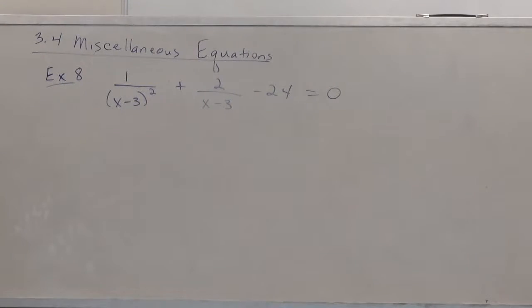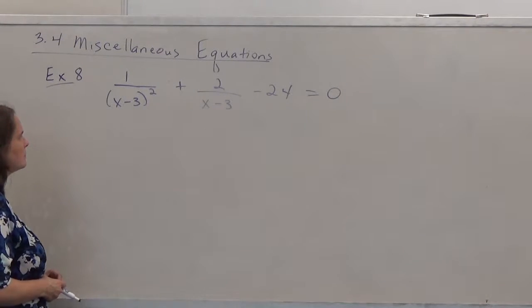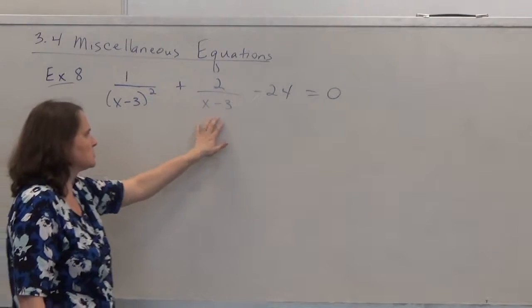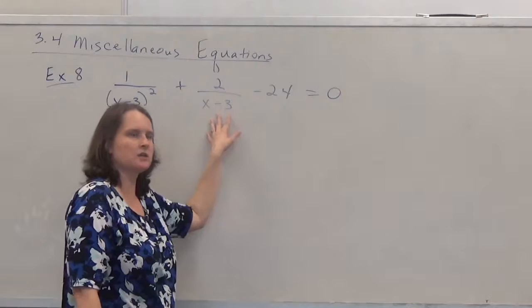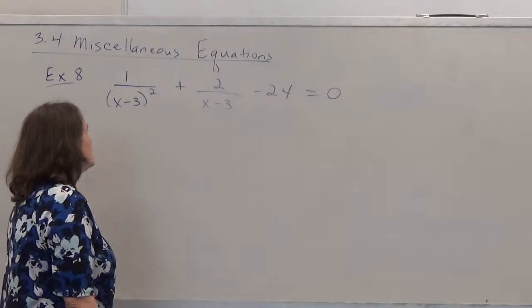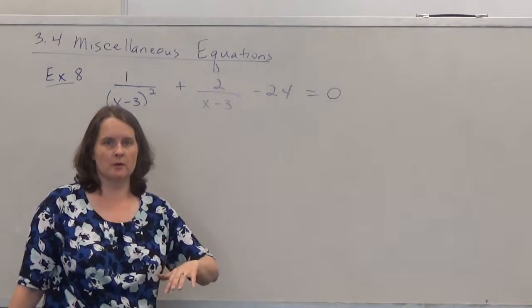Example 8, we're solving 1 over (x minus 3) quantity squared plus 2 over (x minus 3) minus 24 equals 0. So how are we going to set it up? You'll notice you've got the (x minus 3) quantity squared here. The x minus 3 again appears here. So that should give us a hint that u is going to be something related to this x minus 3. However, we do need it to be u squared, not 1 over u squared.